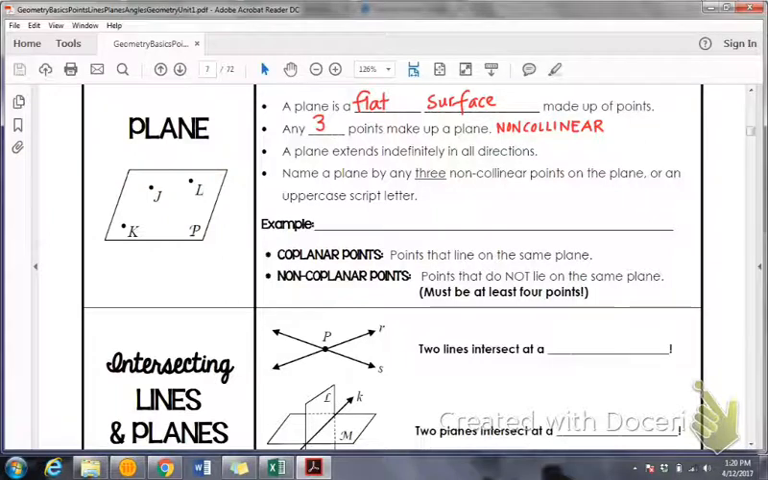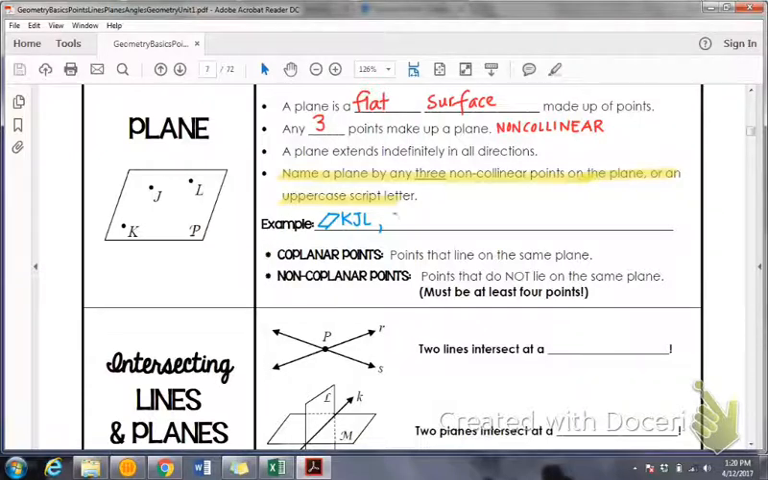Okay, so how do you name a plane? A plane is named by any 3 non-collinear points or an uppercase scripted letter. So remember how I talked about naming things? We want to make sure we remember how to name things. That's important. So if I look at this plane over here, we're going to use this symbol, a slanted rectangle, as the symbol for plane. And I'm just going to say this is plane K, J, L. Those are 3 points that are on that plane. Is P a point? You don't see a little dot next to P, right? P is just the whole big thing together.